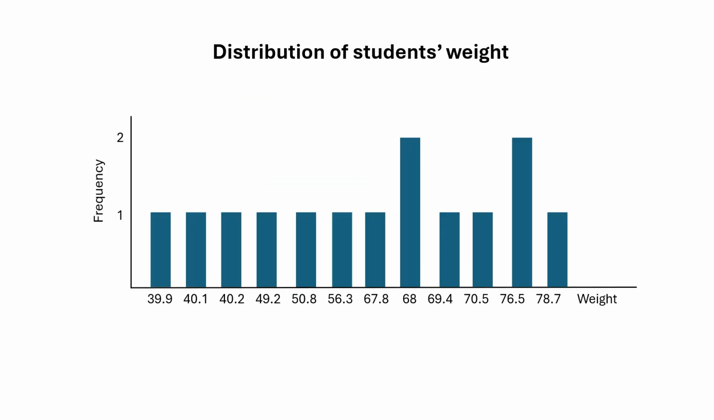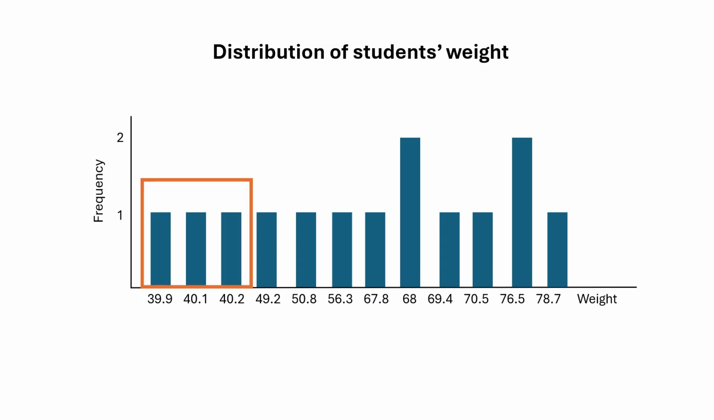We cannot always use a bar chart directly on numeric data, especially if the range is large or the values are continuous. Continuous data can have an infinite number of possible values. For instance, values like 39.9, 40.1, and 40.2 are all valid weights. Plotting each one individually will create a messy and confusing chart.